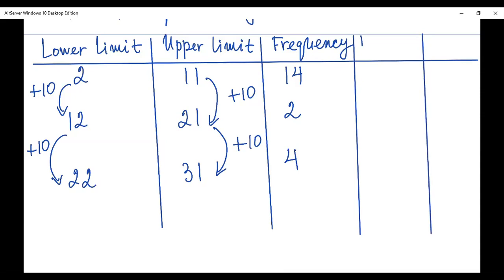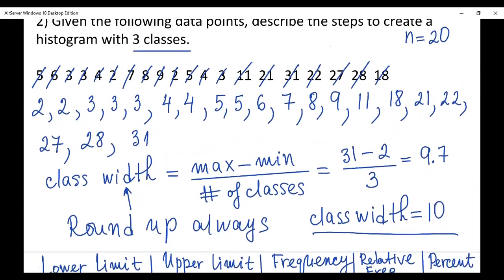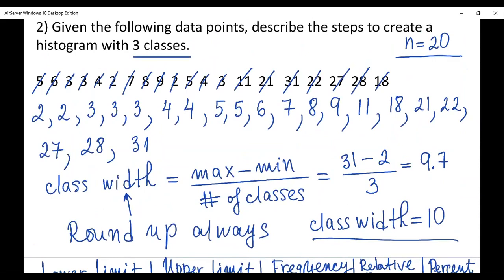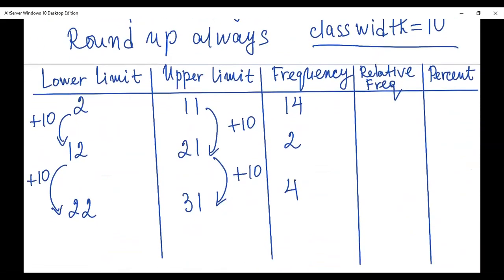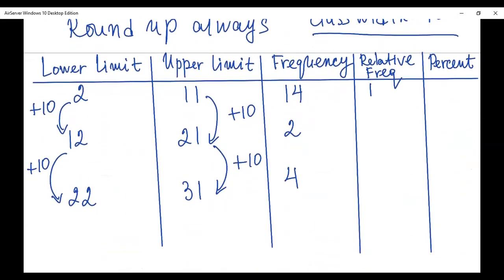So if we want the relative frequency, and if we want the percent. The relative frequency, as I said in the beginning, there are 20 numbers in the list that we have. How are we going to find the relative frequency? We're going to divide the frequency for each interval. So in this case, 14 divided by 20.